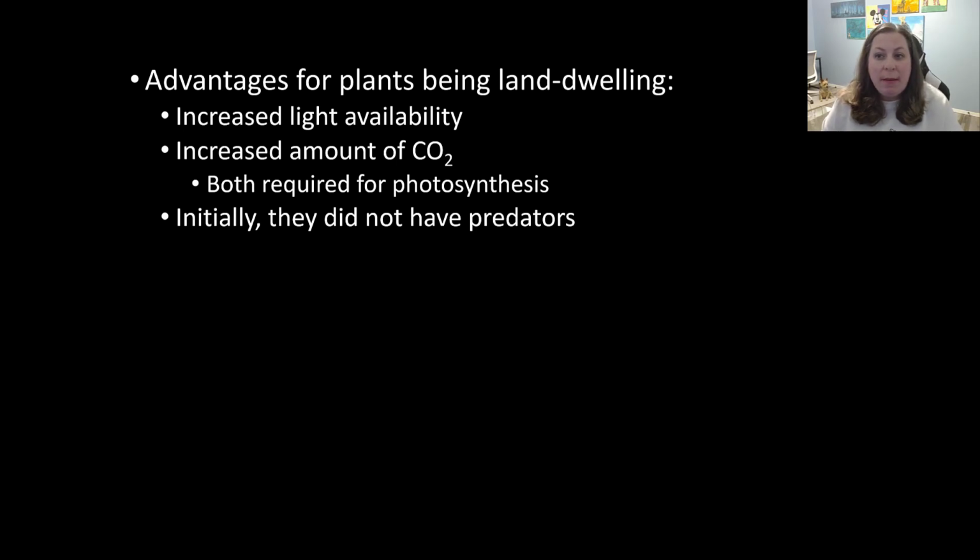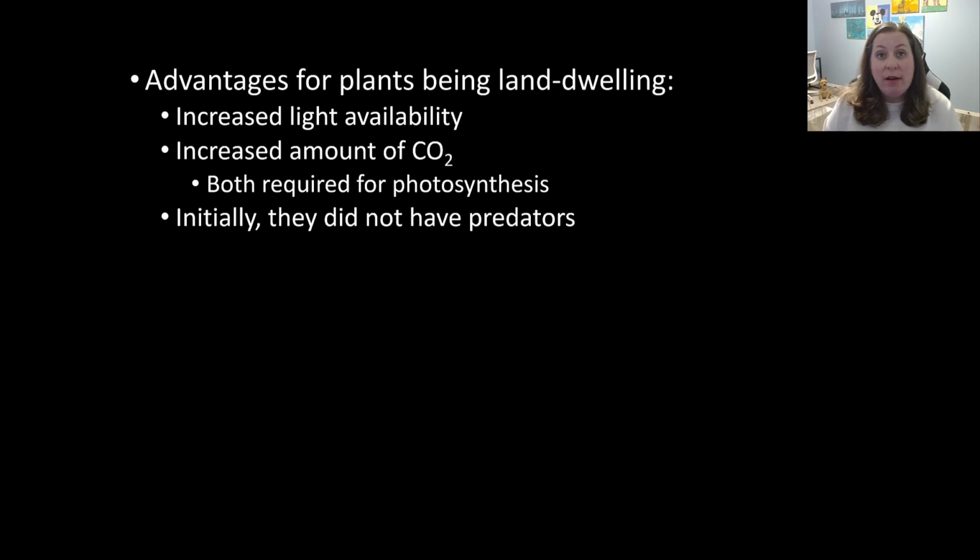Now, let's talk about some advantages and some disadvantages of plants being terrestrial or land-dwelling, the fact that they live on land. We do see that when plants have moved onto land versus what we see with algae, they get increased light availability. Well, now this is really good since they do photosynthesis. The more light that they can collect, the more that they can produce their own food.